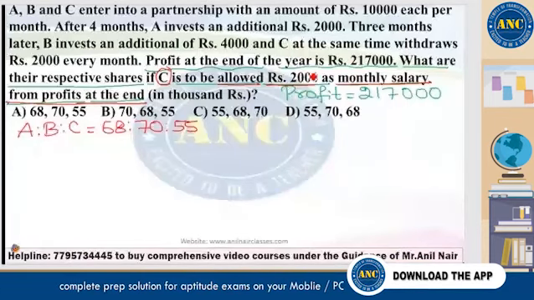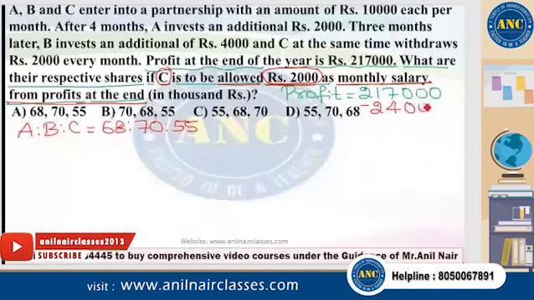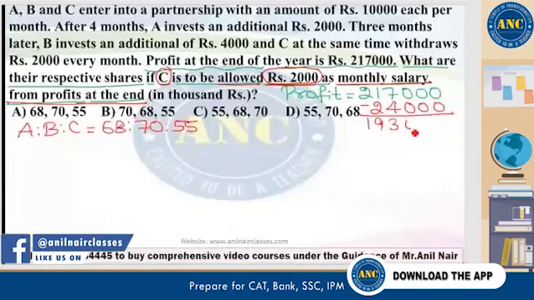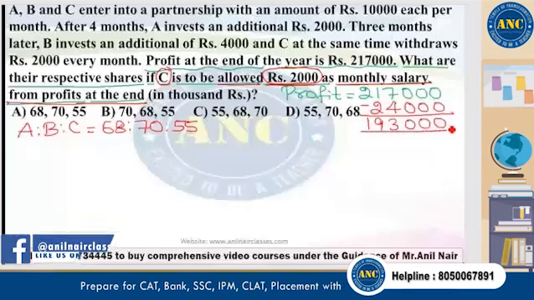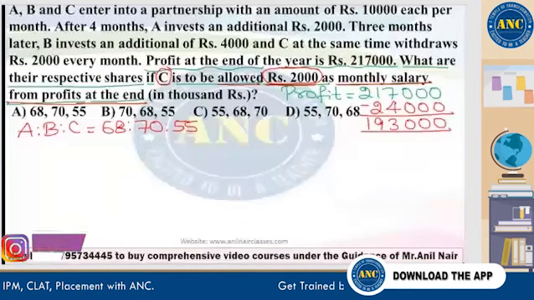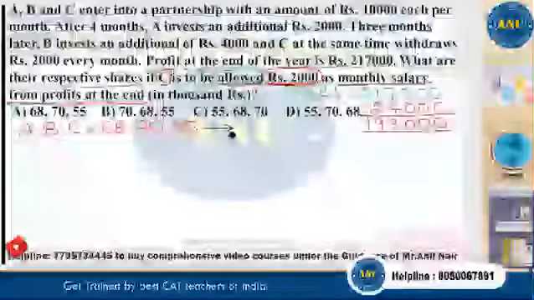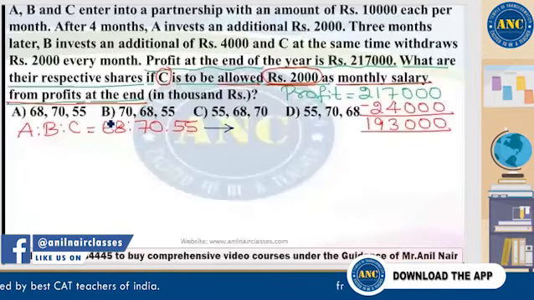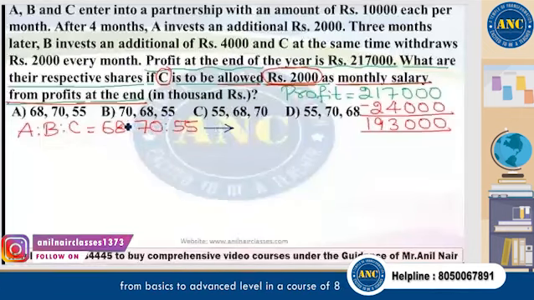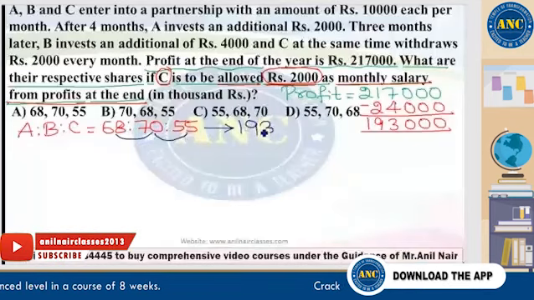That means for 1 month it is 2,000. For 12 months it is 2 into 12, 24,000. That means the only remaining profit left now is 1,93,000. This 1,93,000 should be divided among 3 people A, B and C. How much will each get is the question. Very, very beautiful and easy way once you understand the concept of what we are doing. According to the ratio, A is getting 68 rupees profit, B is getting 70 rupees profit, C is getting 55 rupees profit. 68 plus 70 plus 55, it is 193 rupees profit totally.